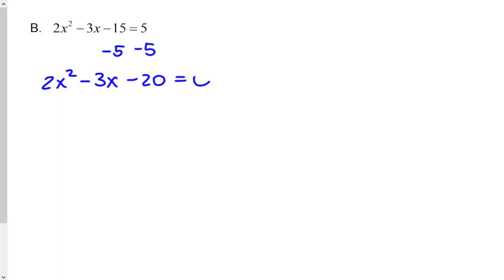Let's do a couple more examples. 2x squared minus 3x minus 15 equals 5. We do need to have the problem set equal to 0, so I'm going to move that 5 over. 2x squared minus 3x minus 20 equals 0. It's not important for the leading term coefficient to be 1. We don't have to divide through by the 2. We just identify a is equal to 2, b is equal to negative 3, c is equal to negative 20.